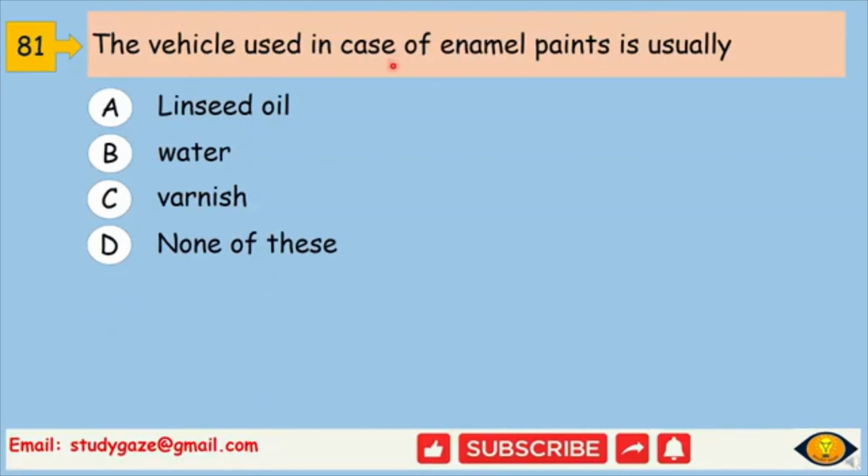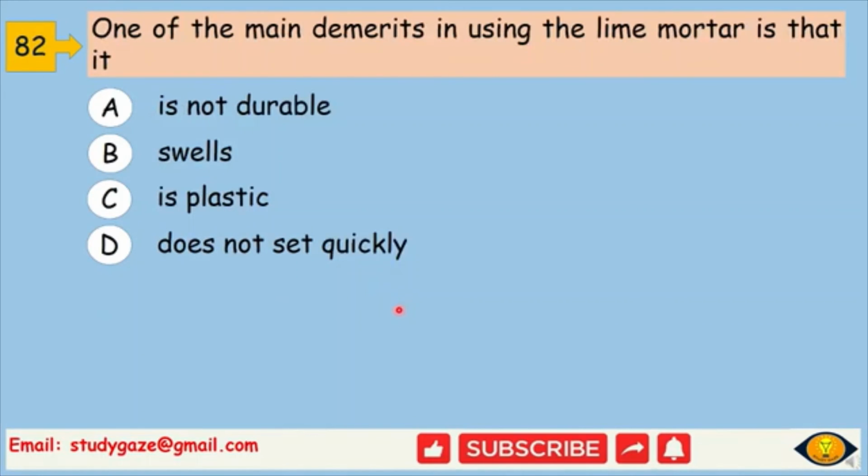81. The vehicle used in case of enamel paints is usually linseed oil, water, varnish, none of these. Answer is C. Varnish. 82. One of the main demerits in using the lime mortar is that it is not durable, it swells, it is plastic, it does not set quickly. The answer is D. It does not set quickly.